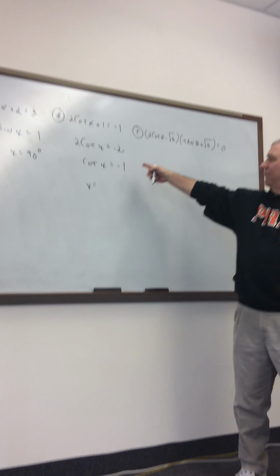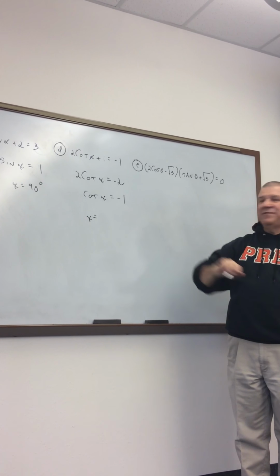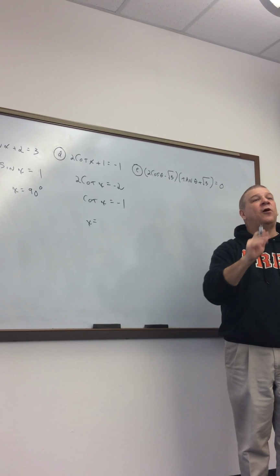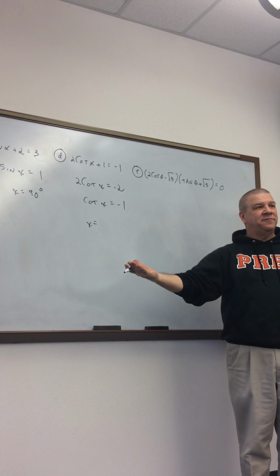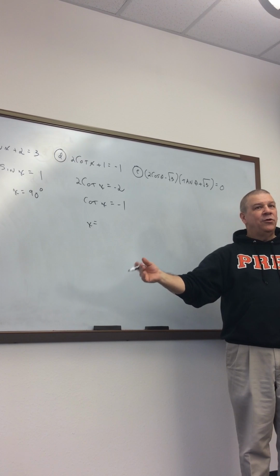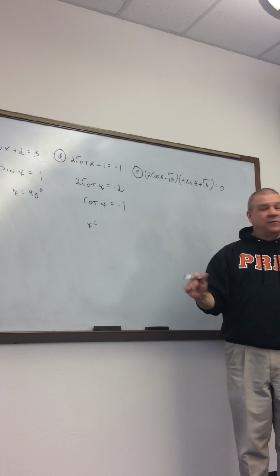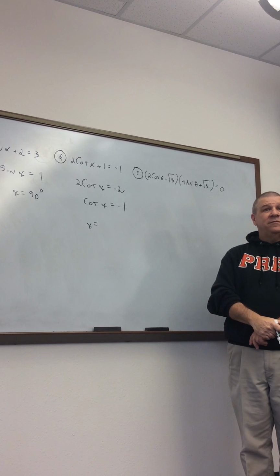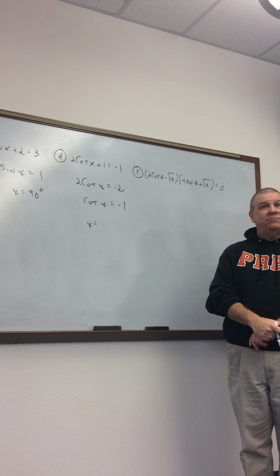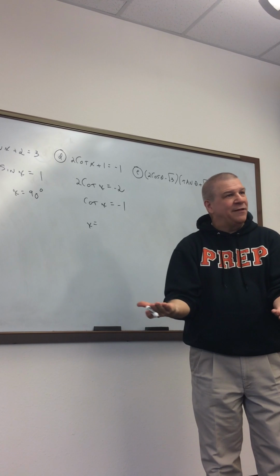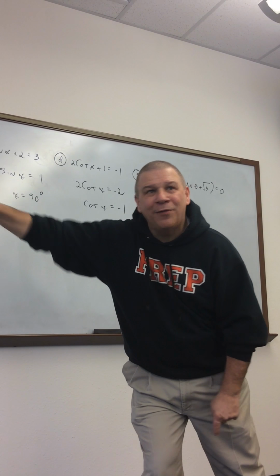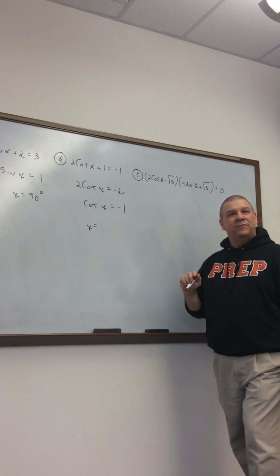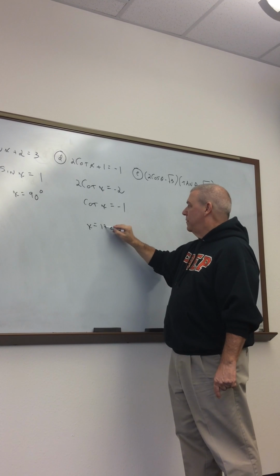But this says negative 1. What quadrants is that answer going to be in there? Where's cotan negative? What quadrants? 2 or 4, right? So, give them to me. Those are the answers. Now, 45 is your reference angle. That's all you need to know. That's why I wrote all those over there. 135.